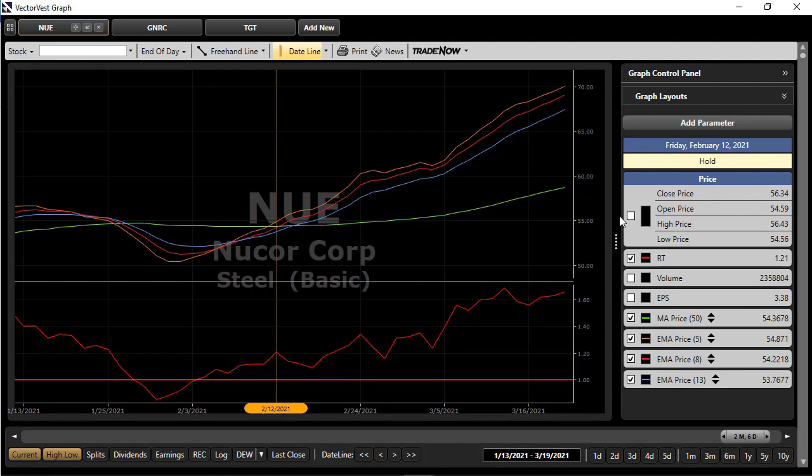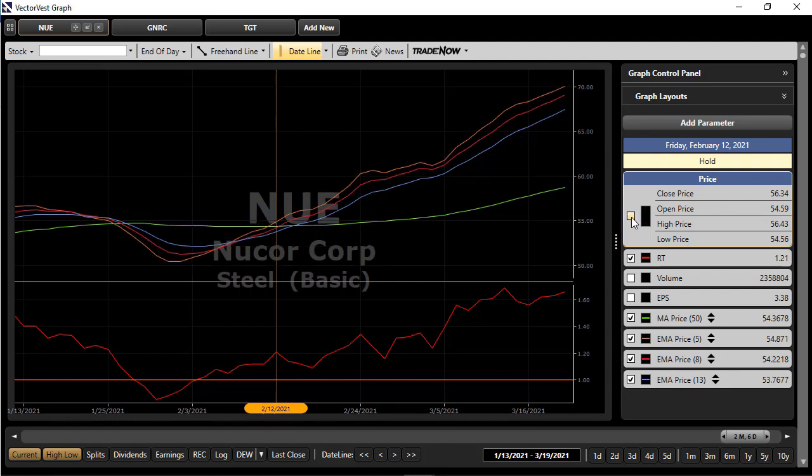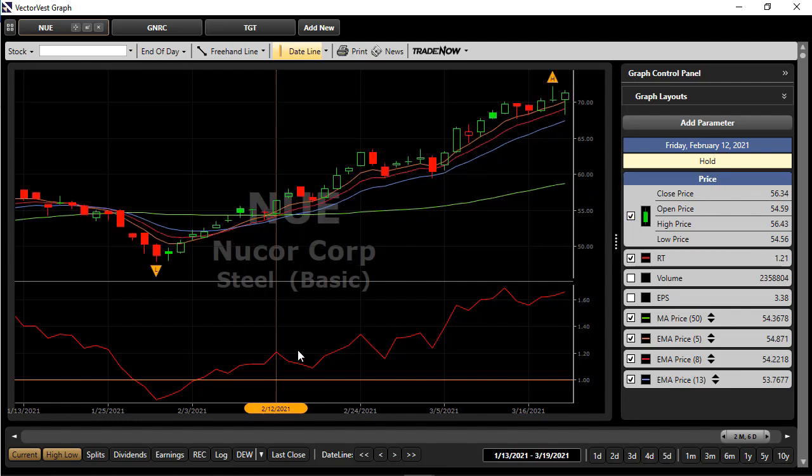So on February 12th, I think that would have been a very, very good opportunity here to take this trade. Now, I wouldn't take it on February 12th. I'm waiting for the stock to close. I can see that it closed above the 50-day moving average. The moving averages are fanning apart, really clear on that day. The relative timing indicator rising, very, very important.